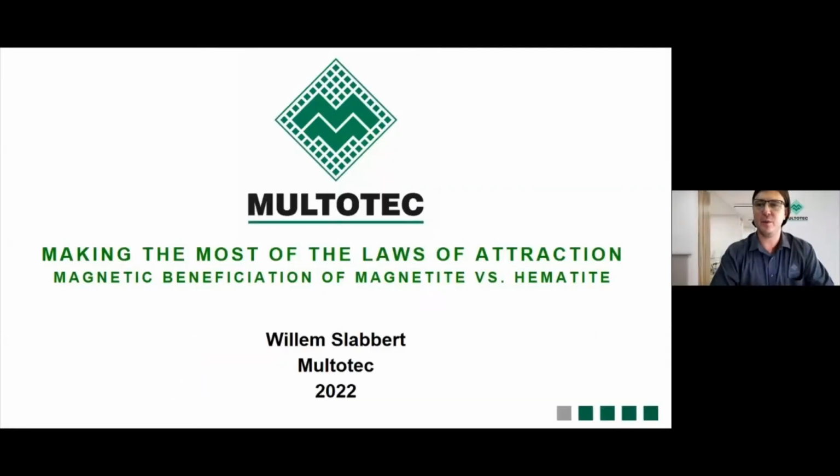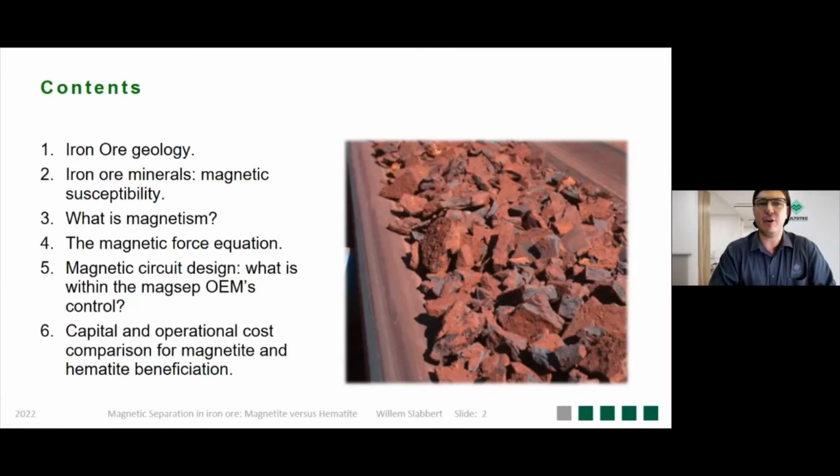In this presentation, we'll be discussing the differences in beneficiation of magnetite versus hematite ores. Our content includes a bit on iron ore geology, the typical iron ore minerals and their respective magnetic susceptibilities. But then we have to take a step back and understand magnetism a bit better so that we can explain why different iron ore minerals have different magnetic susceptibilities. And then ultimately, how do we benefit from these different magnetic susceptibilities by understanding the magnetic force equation?